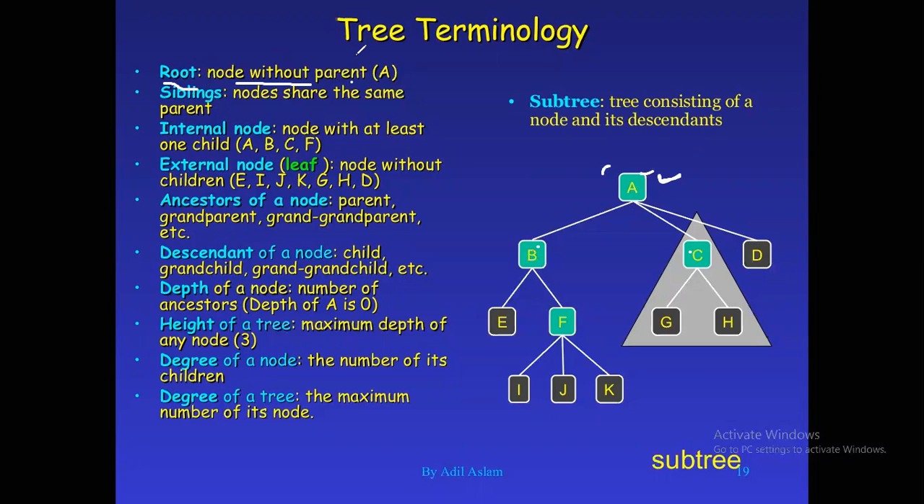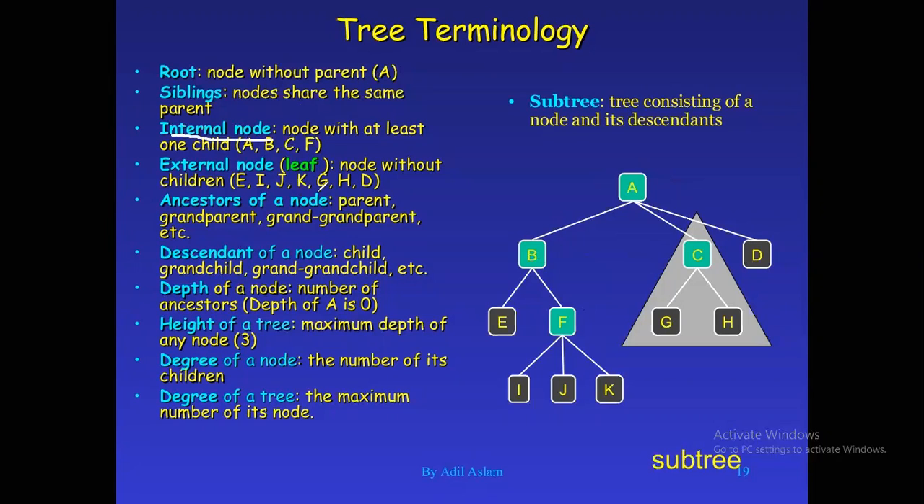Next is siblings. Siblings are nodes that share the same parent. What does a parent mean? When you come to B and C, who is the parent? A is the parent. So for B and C, A is the parent. For A, B and C are the children. Now, what does a sibling mean? Nodes that share the same parent. So here B and C are the siblings.